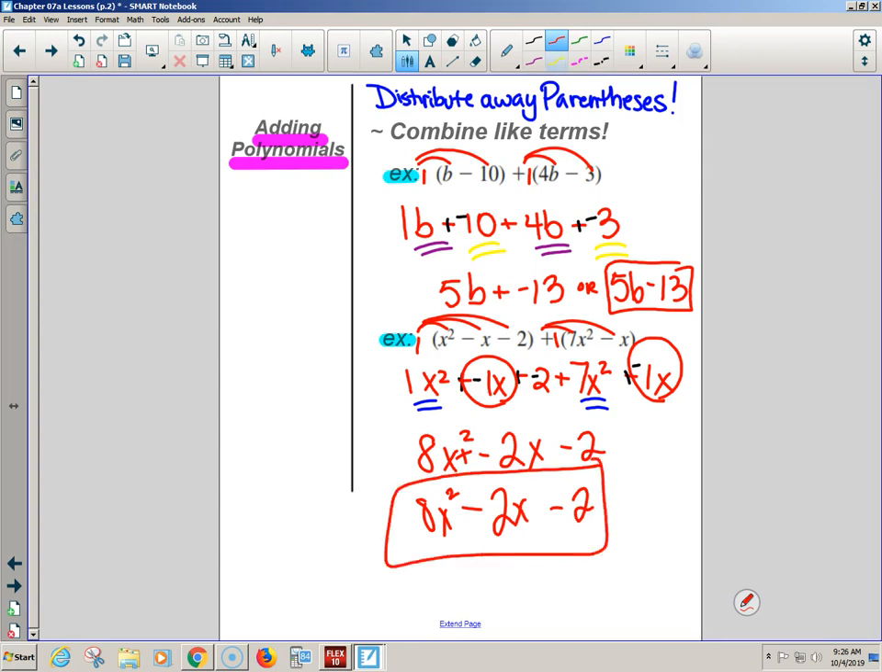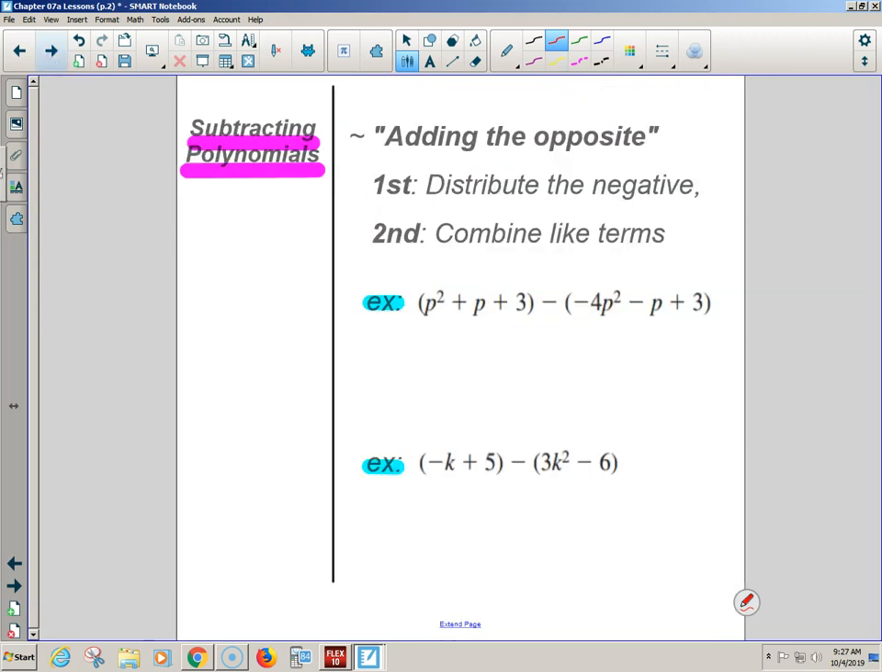The essential question is section 7.1. How to add and... Oh, okay, we need one more page. The nice thing is, though, it starts the same way. So check it: subtracting polynomials. It looks a little bit harder. Maybe there'll be p's or k's instead of x's, but still the same idea. Adding the opposite. If we're subtracting polynomials, we're still technically distributing away the parentheses, and then combining like terms.